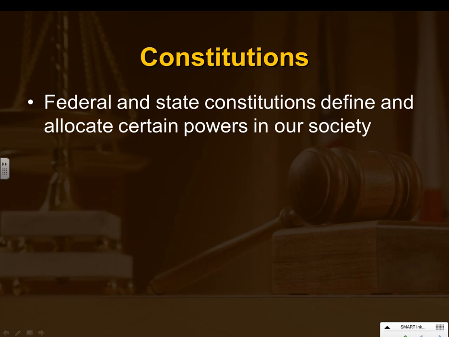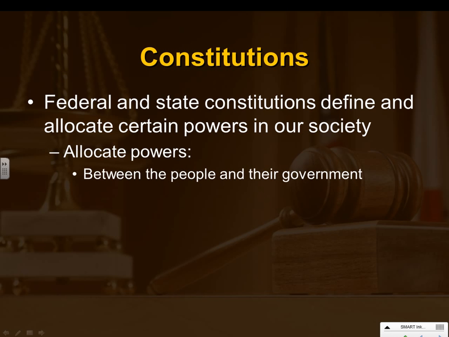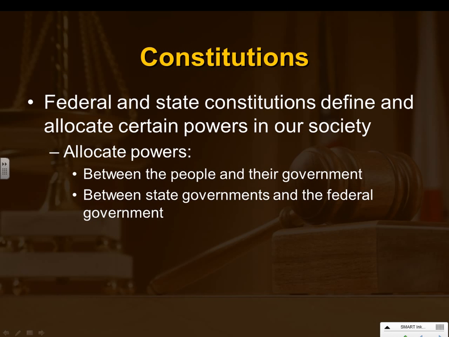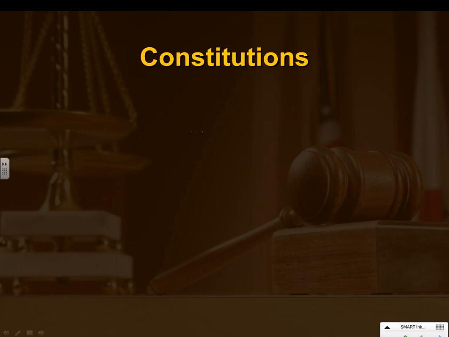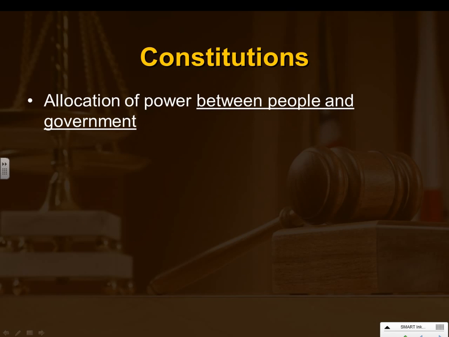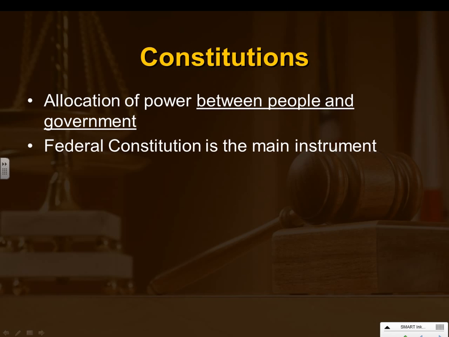Federal and state constitutions are concerned primarily with defining and allocating certain powers in our society. Constitutions allocate powers between the people and their governments, between state governments and the federal government, and among the branches of government. The federal Constitution is the main instrument for allocating powers between people and their government. It does this with the first 10 amendments, called the Bill of Rights. The Bill of Rights protects people from actions of their government.